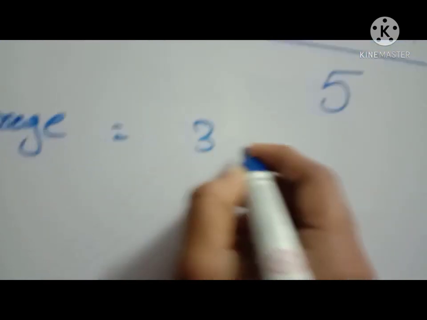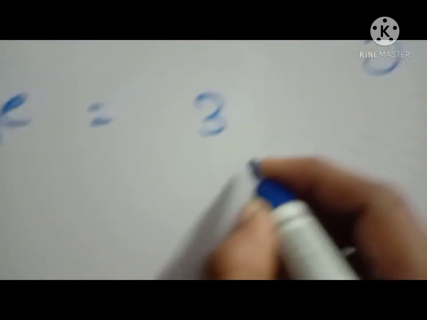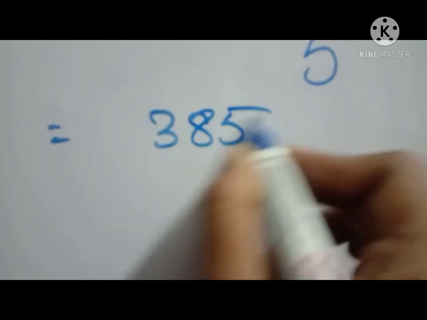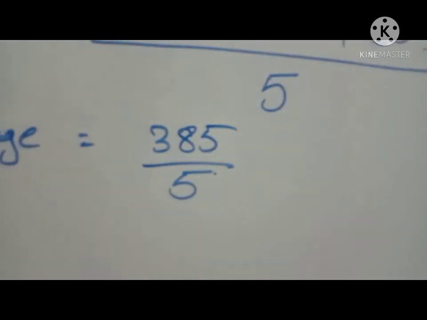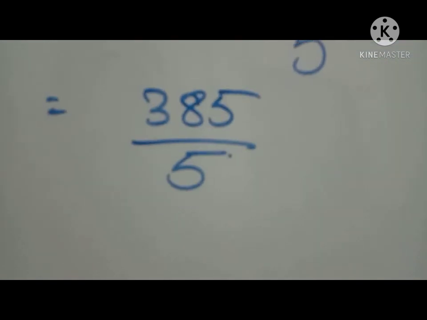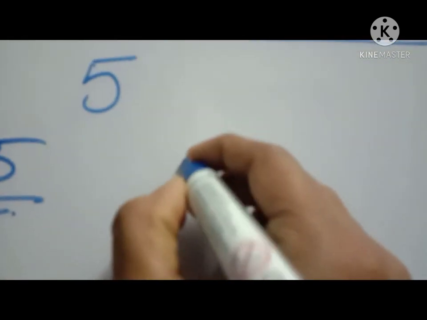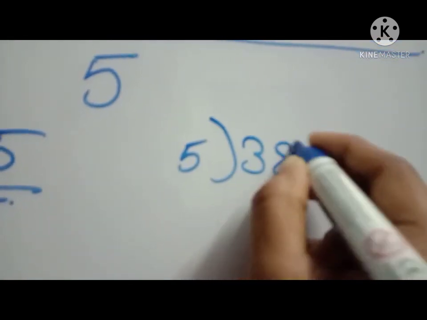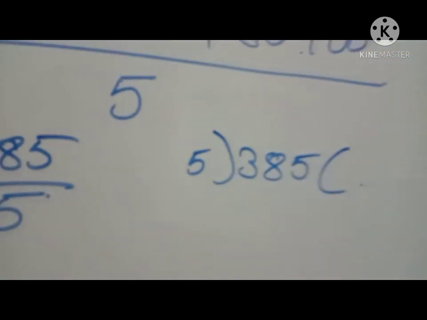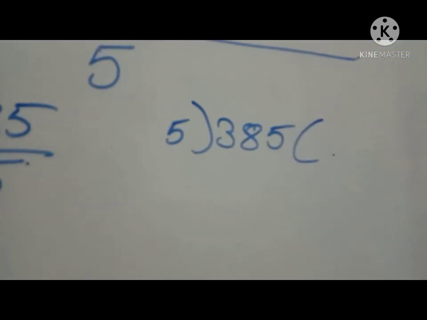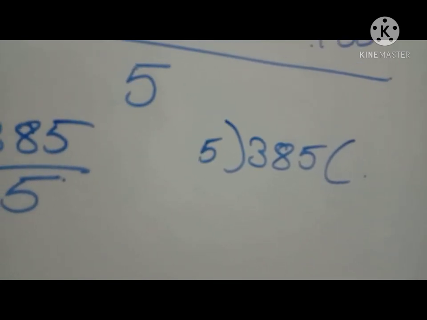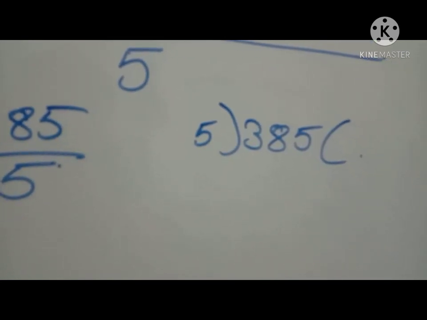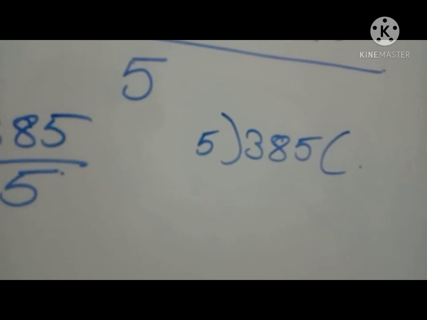Average is equal to 385 by 5. Here what do we have to do? Here we have to do the division. See here, 5 into 385. In the 5 table, is 38 there or not there? 38 is not there, but 35 is there, no? Tell how many times 35 is there?